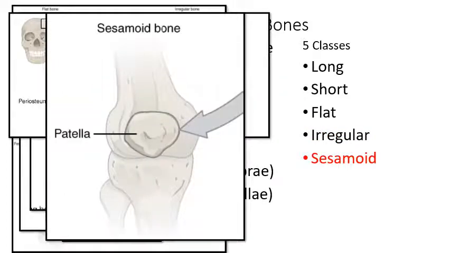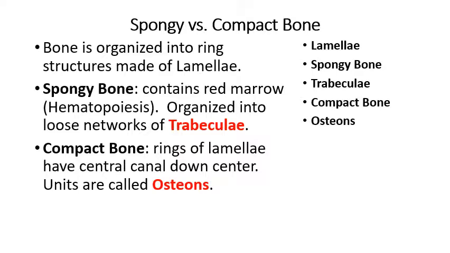And the patella is the only sesamoid bone that we need to learn. Difference between spongy versus compact bone. So bone is organized into ring structures that are made of lamellae. Lamellae are a fancy term meaning layers, right? Layers or rings of tissue.